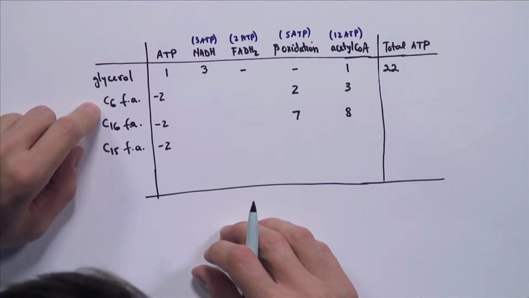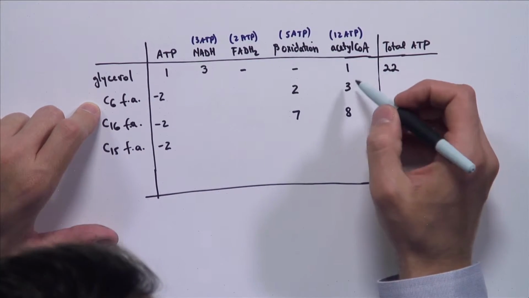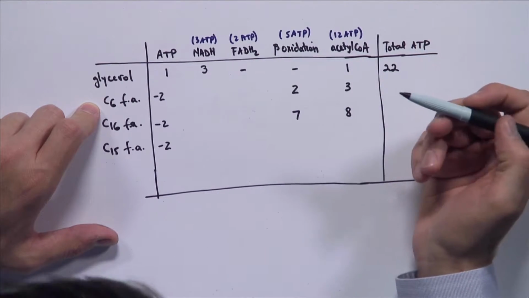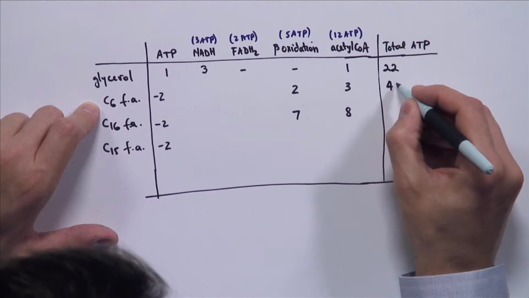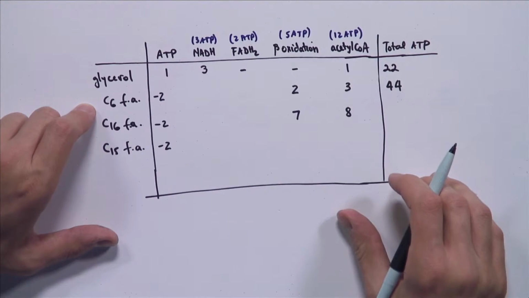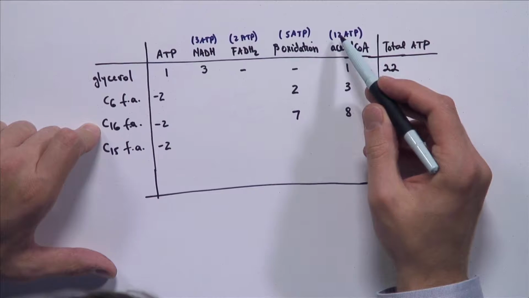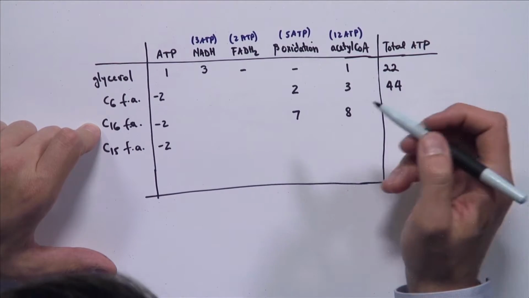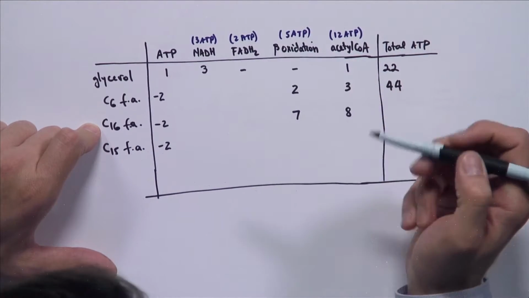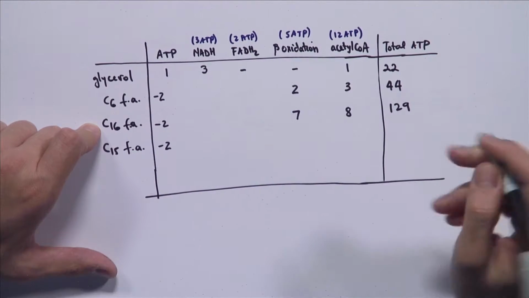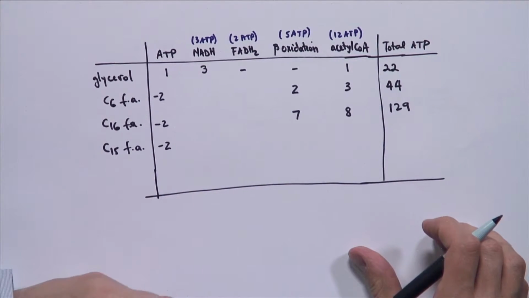So for the C6 fatty acid, we have a grand total of 3 times 12 is 36, plus 2 times 5, 10, that's 46, minus 2, it's 44 molecules of ATP. For the C16 fatty acid, well, 8 times 12 is 96, plus 35, minus 2, that's 129 molecules of ATP.